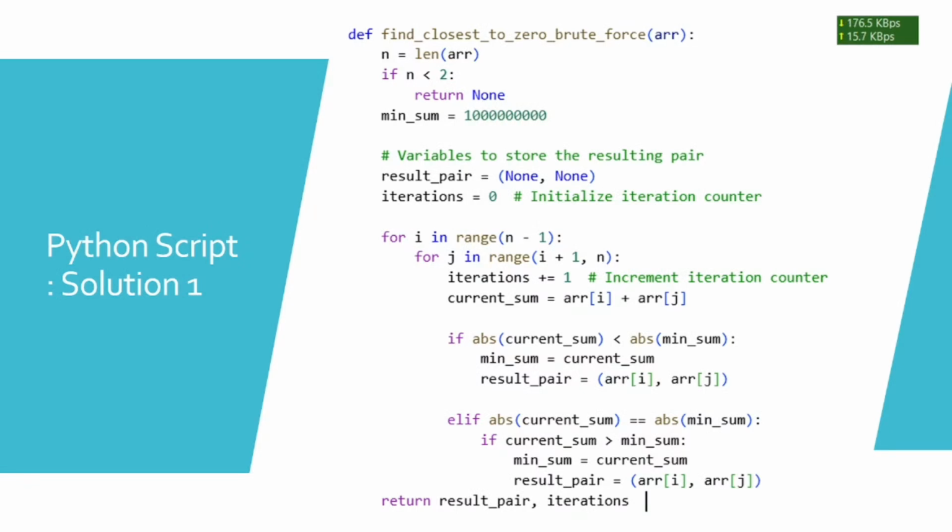This loop will continue until the end. If we get something which is equal, in that case it will check without the absolute value. But if the absolute values are the same, it will keep on checking until the list is exhausted, which means this loop is completed. Then we will get the result pair and the iteration.